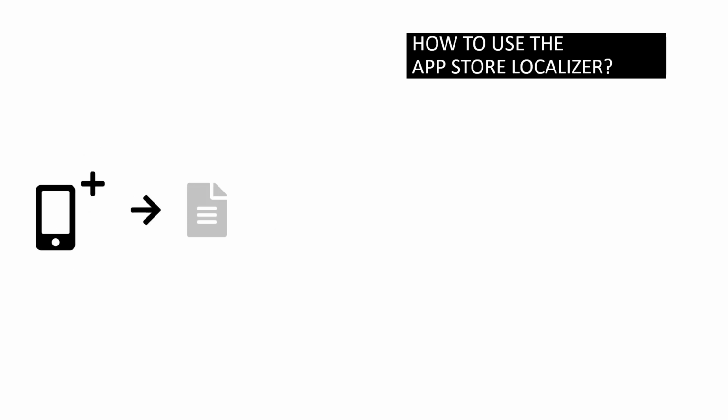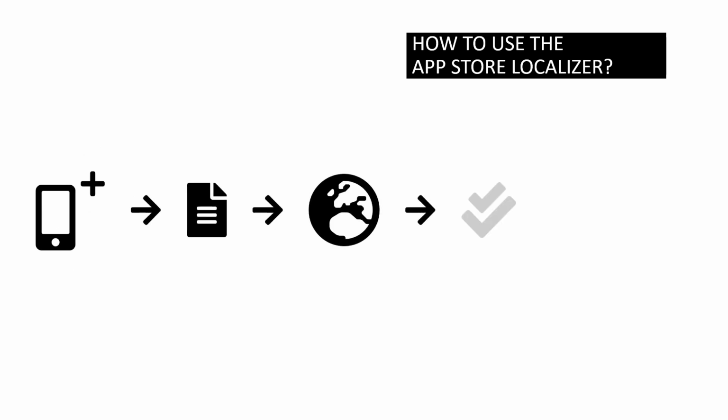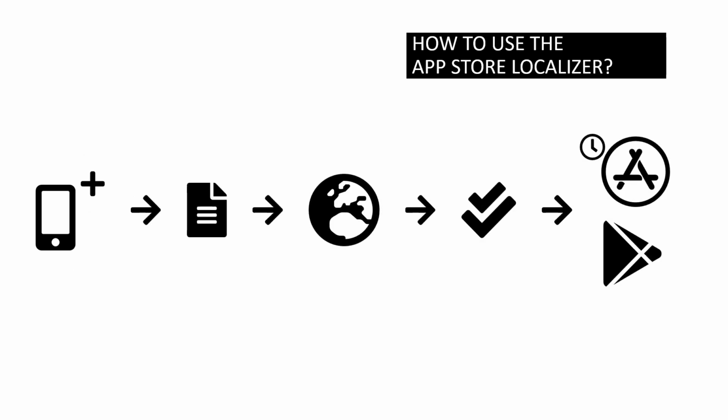How to use the App Store Localizer. Add your apps, apply your app descriptions, translate or use the automatic translation feature, check and double check the result, transfer everything to the Apple App Store or Google Play Store on a click or on a scheduled basis.